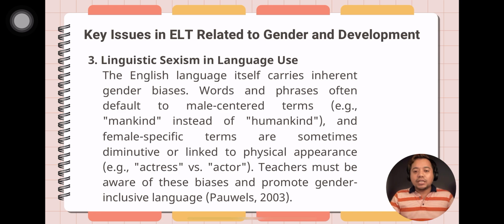The third key issue in ELT related to gender and development is linguistic sexism in language use. The English language itself carries inherent gender biases. Words and phrases often default to male-centered terms. For example, the word mankind instead of humankind. And the female-specific terms are sometimes diminutive or linked to physical appearance. For example, the word actress versus the word actor. Teachers must be aware of these biases and promote gender-inclusive language.